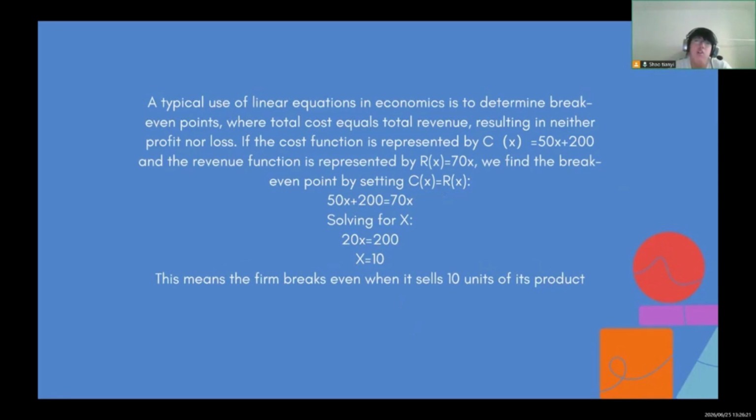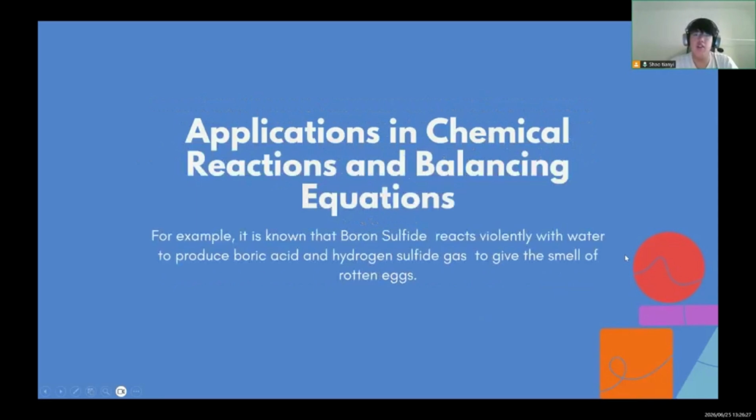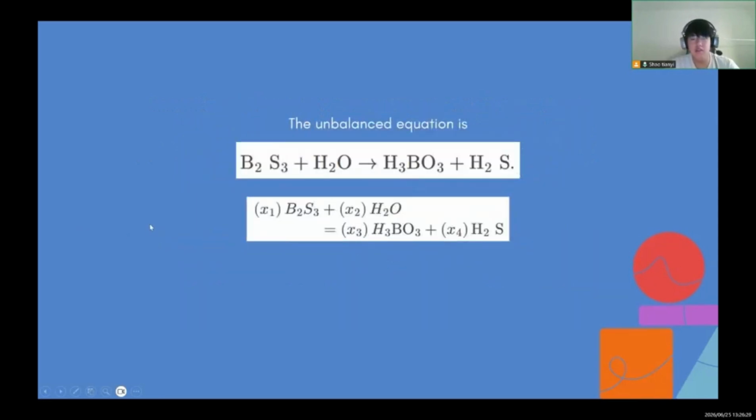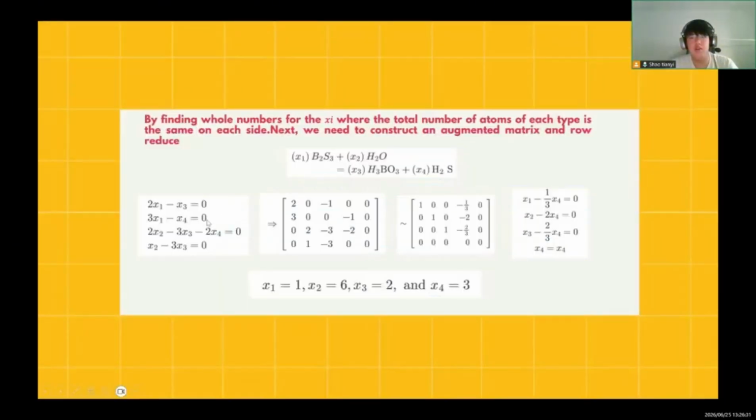So by using linear systems, we can find that when we sell 10 units of this product, that is the break-even point.